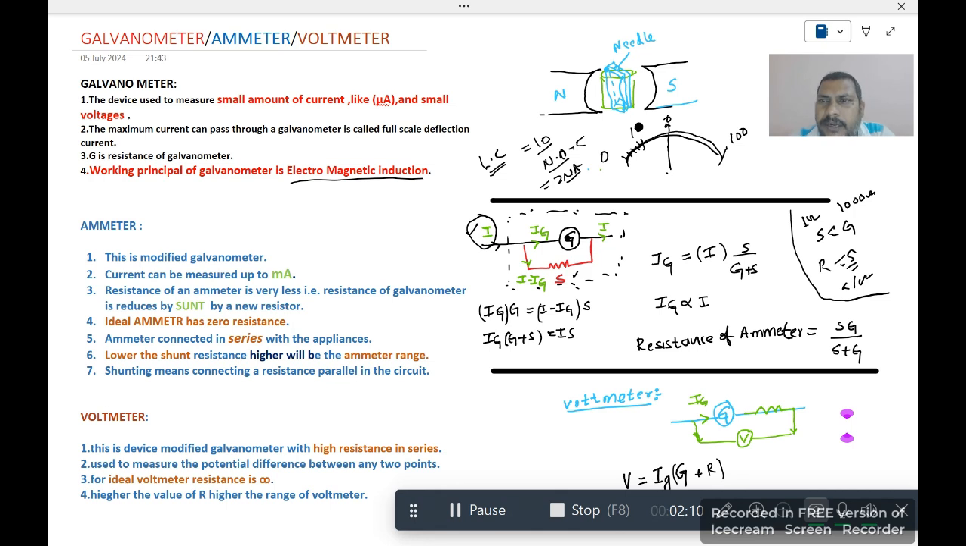The range of the ammeter: if you want to change from microamperes to milliamperes, it means you have to increase the current 1000 times. If you want to change into amperes, you have to increase the current 10,000 times, then the resistance should be lower in the circuit. So that is it. I hope you understand this. One model of the problems I will also give.